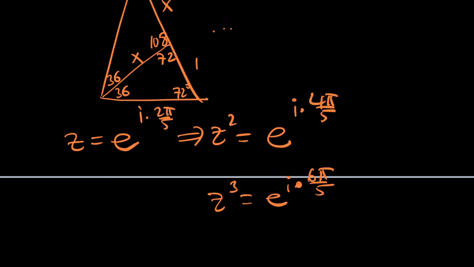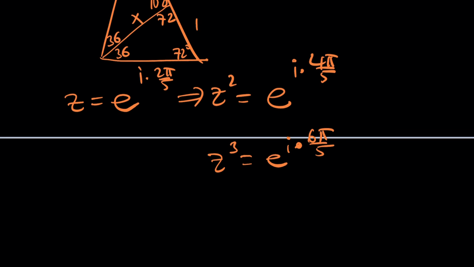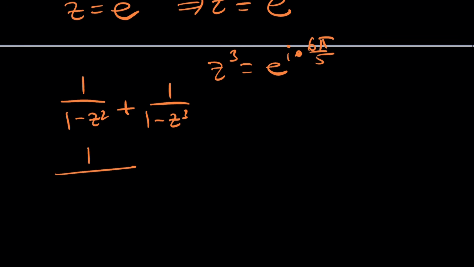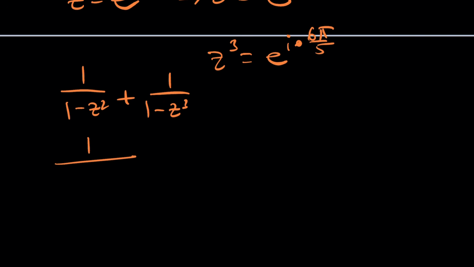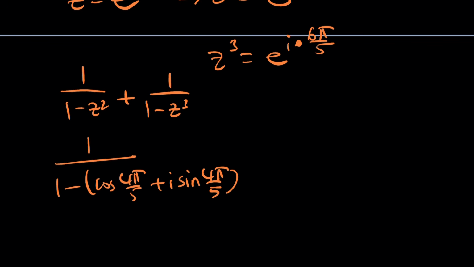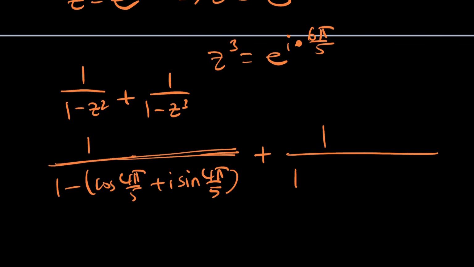Now we can go ahead and plug these in. So my expression was 1 over 1 minus z squared plus 1 over 1 minus z cubed. And here, z squared is going to be that, but I want to expand it, obviously 1 minus cosine of 4 pi over 5 plus i sine 4 pi over 5. I'm going to write it that way because I need to simplify it, okay? The exponential form doesn't help. Plus 1 over 1 minus z cubed, which is going to be the same thing, but this time it's just going to be 6 pi over 5. Guess what?